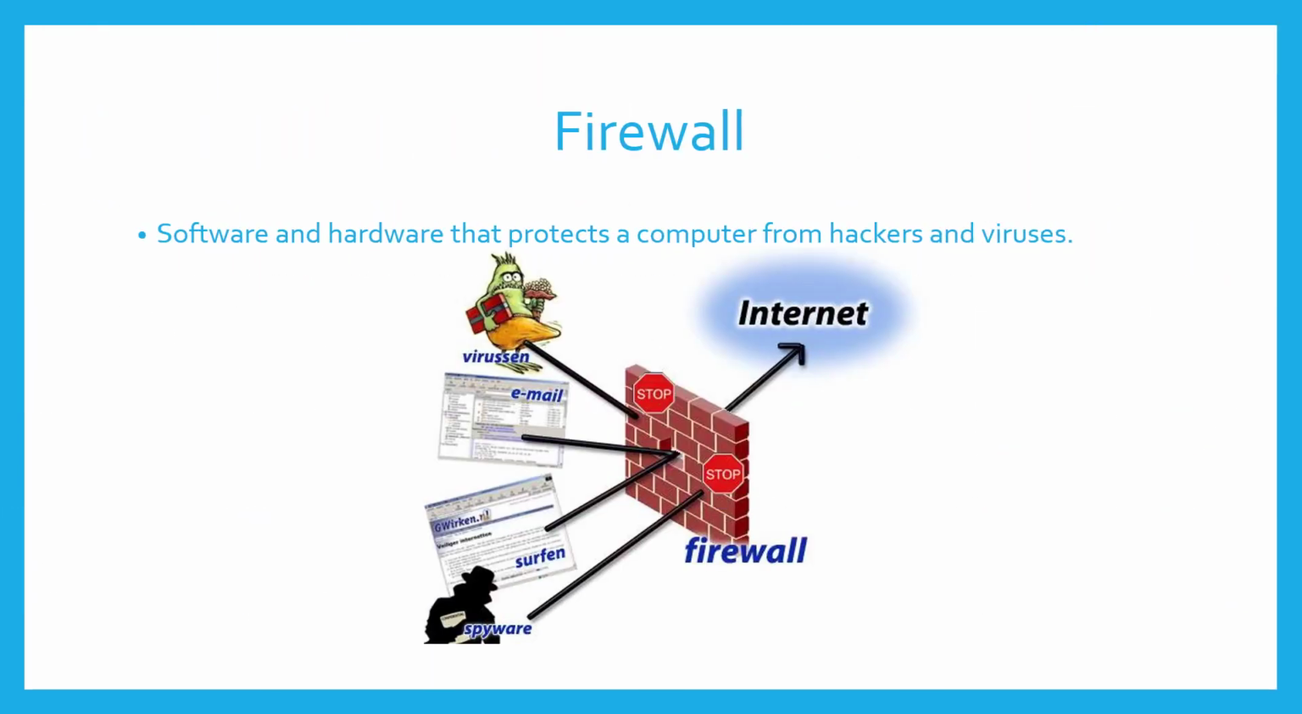A firewall. You've probably heard of this as well. Firewall is software and hardware that protects the computer from hackers and viruses. And you can see in this picture, just pretend it's like a wall, and as viruses try to get in, it gets blocked by this firewall, but it lets through certain things like your email. Now, if there's malware or spyware or something that you don't want, usually your firewall will stop it.